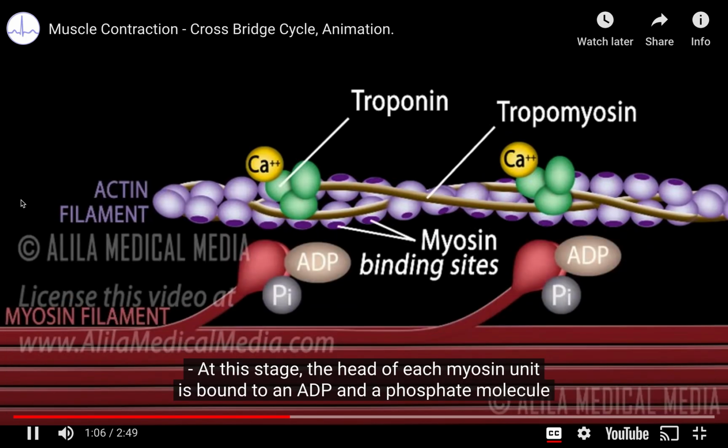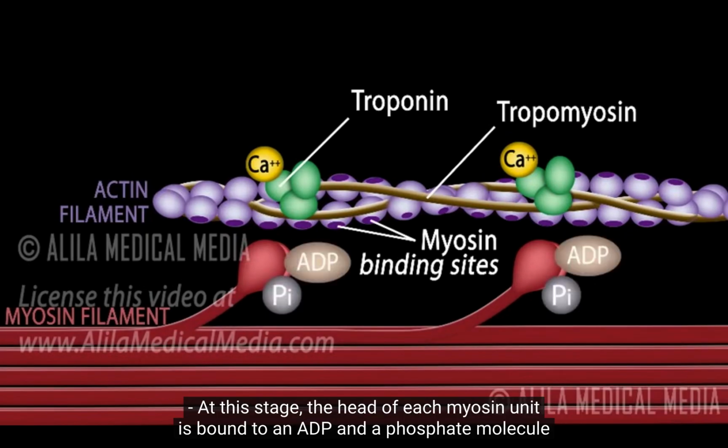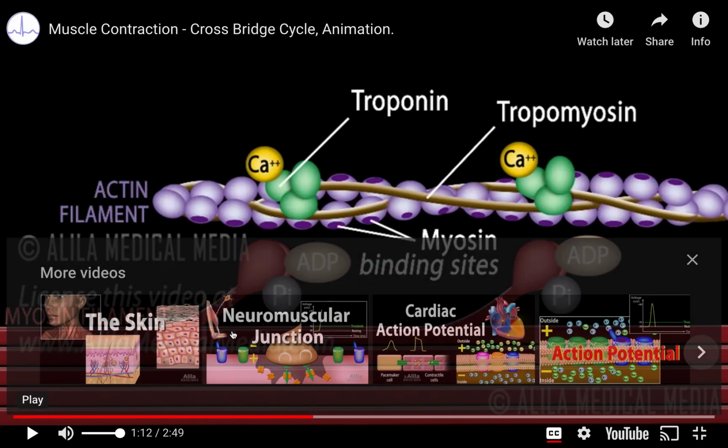At this stage, the head of each myosin unit is bound to an ADP and a phosphate molecule.